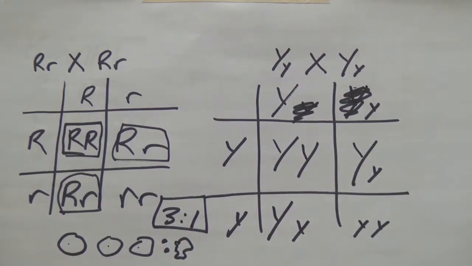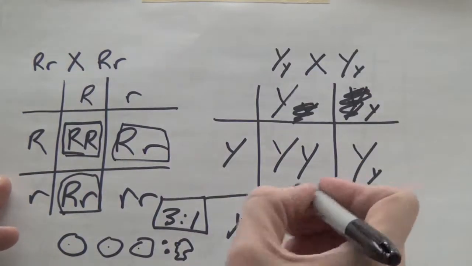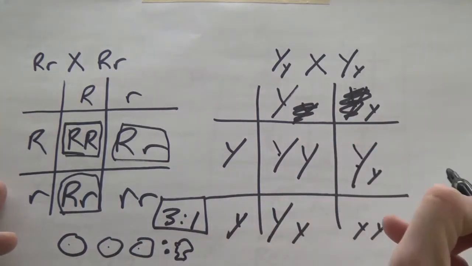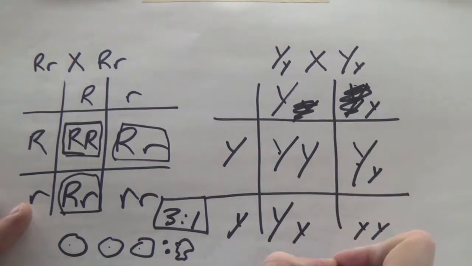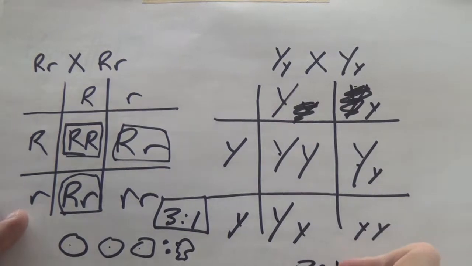And so what we have here are, once again, a 3-to-1. Dominant, dominant, dominant will be yellow: 3 yellows to 1 green.